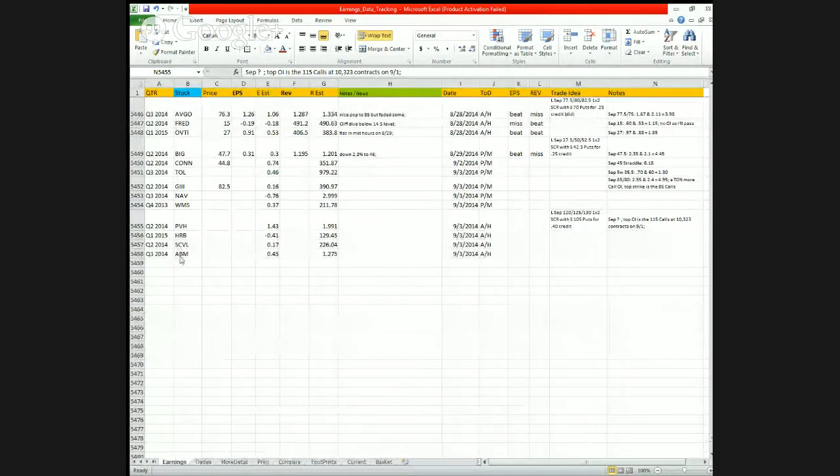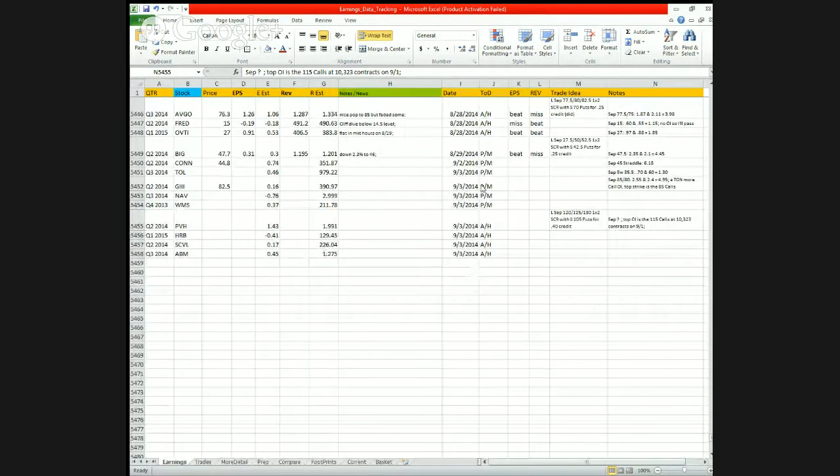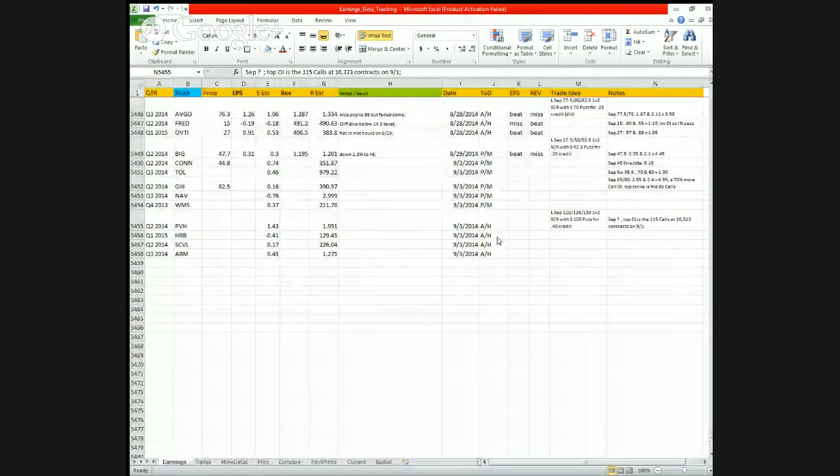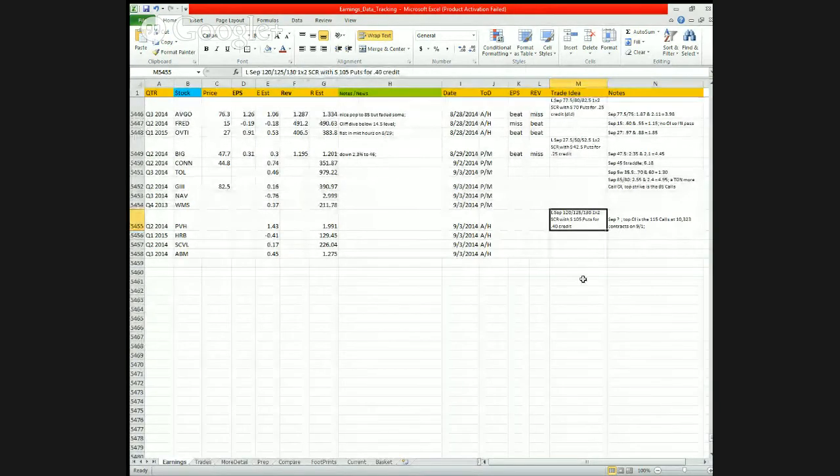This is just where I report the ticker. This happens to be current Wall Street consensus, EPS, and revenue. This is the date and the time of the day that it's going to report. And here is the particular trade that I like.